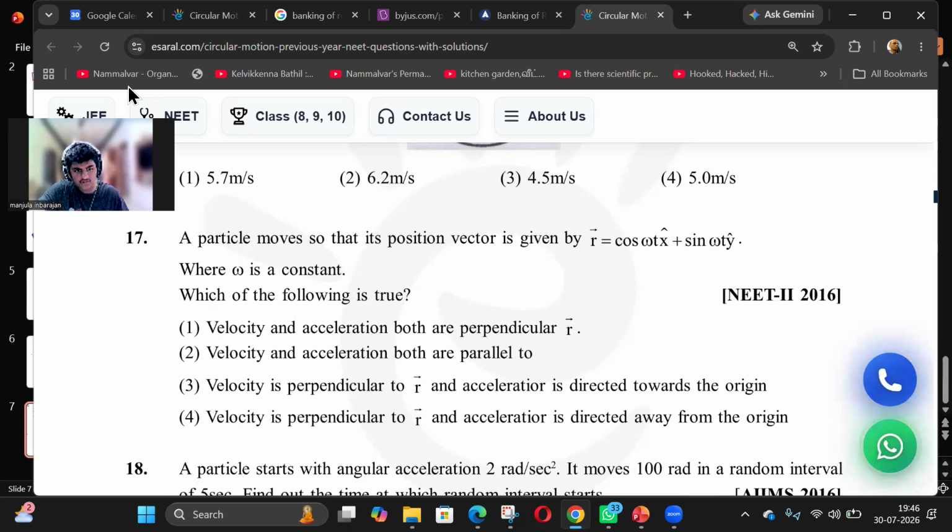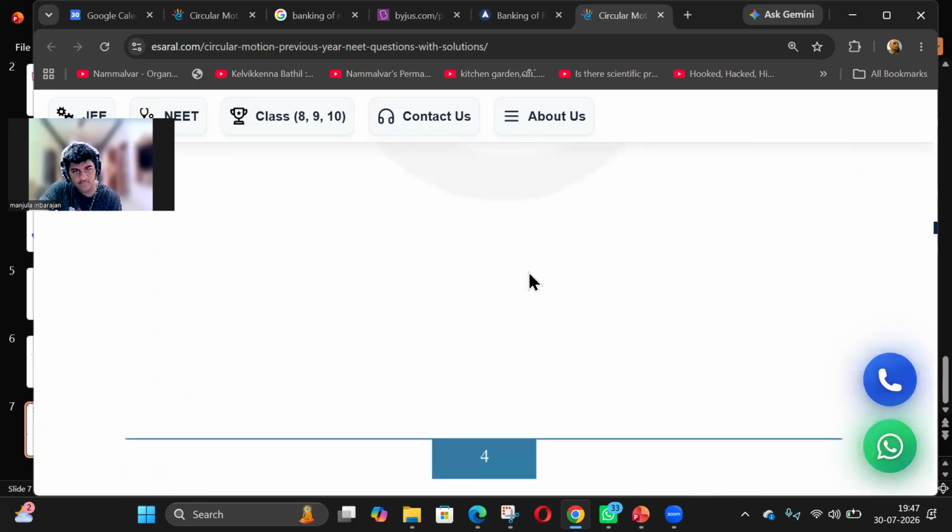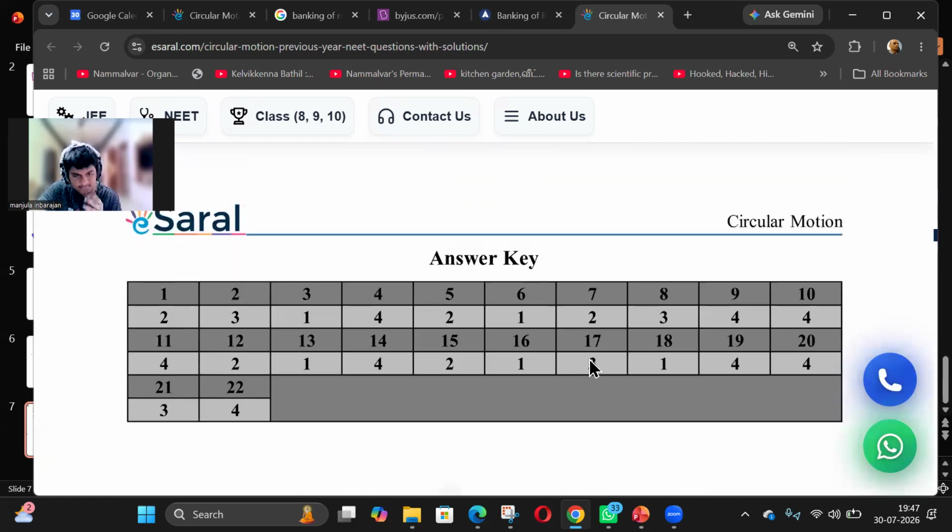It's directed towards the origin. Option number 3. Yeah, 3. V is tangential, because they are given resultant vectors cos omega t and sin omega t. Omega is a constant they are given. So since omega is a constant, tangential acceleration is equal to 0. So it's directed towards the origin. So option 3.